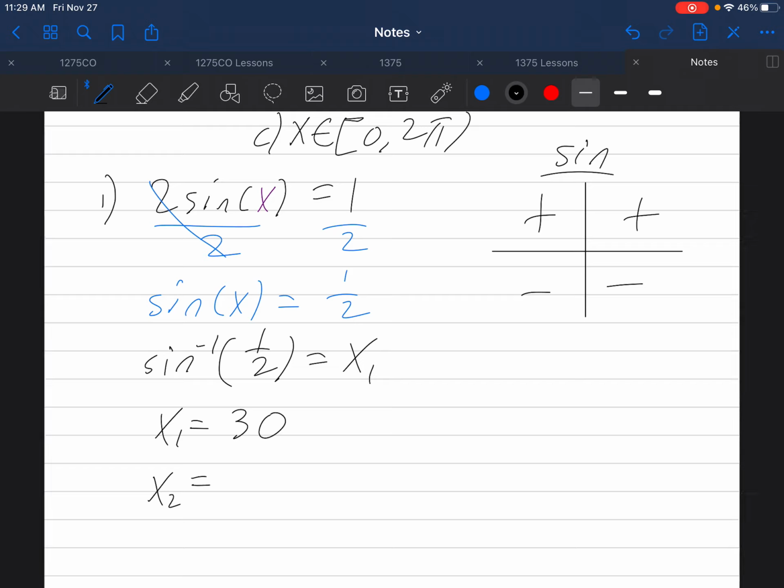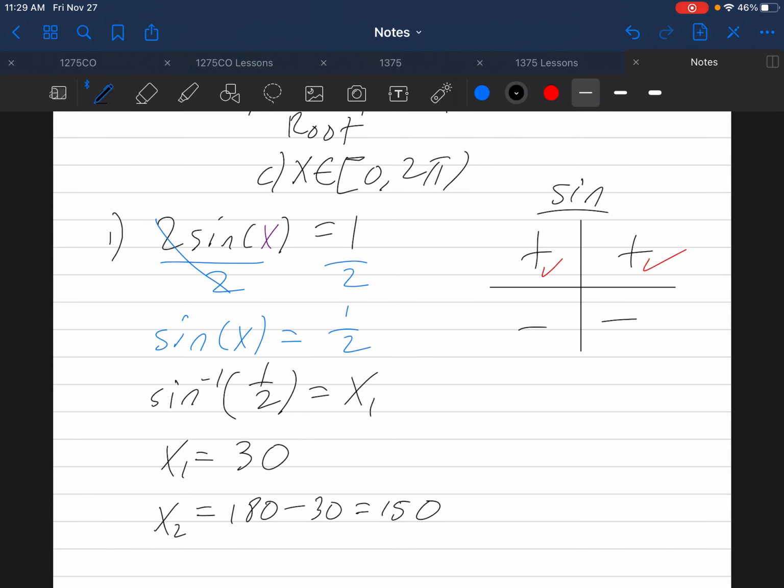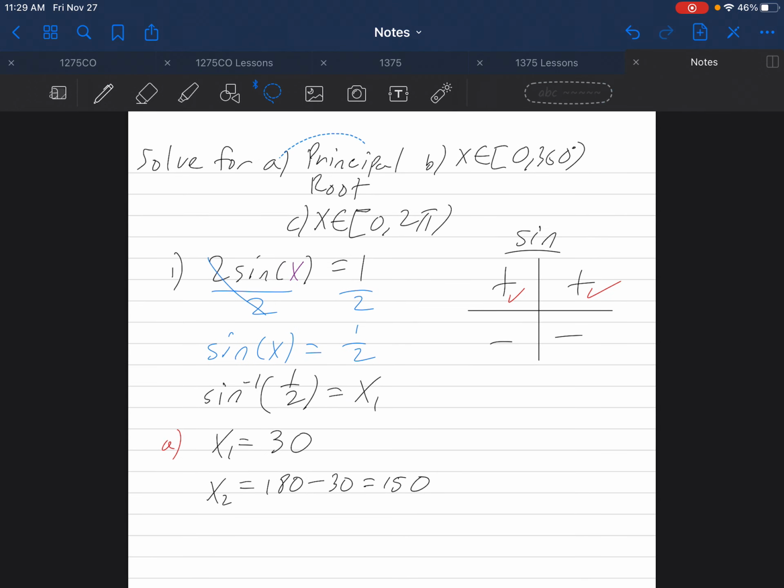So that means that x2, our second answer, since 1 over 2 is a positive number, we already got our answer in the first quadrant. That was 30 degrees from our calculator. That means our second answer has to be located in the second quadrant. So if we look at a 30-degree reference angle in the second quadrant, that means 180 minus 30 is going to equal 150 degrees. This answer that we got from our calculator, that is the principal root.